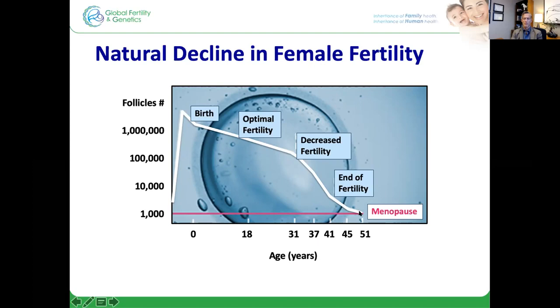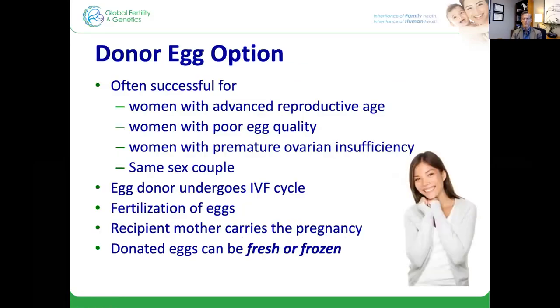Every month, a woman will have 1,000 eggs grow and degenerate, and only one egg, usually in a normal cycle, will ovulate and give us a chance to have a baby. If the egg number is not enough, if the eggs are finished, then we will not have an egg from this person, and we'll have to use a donor egg.